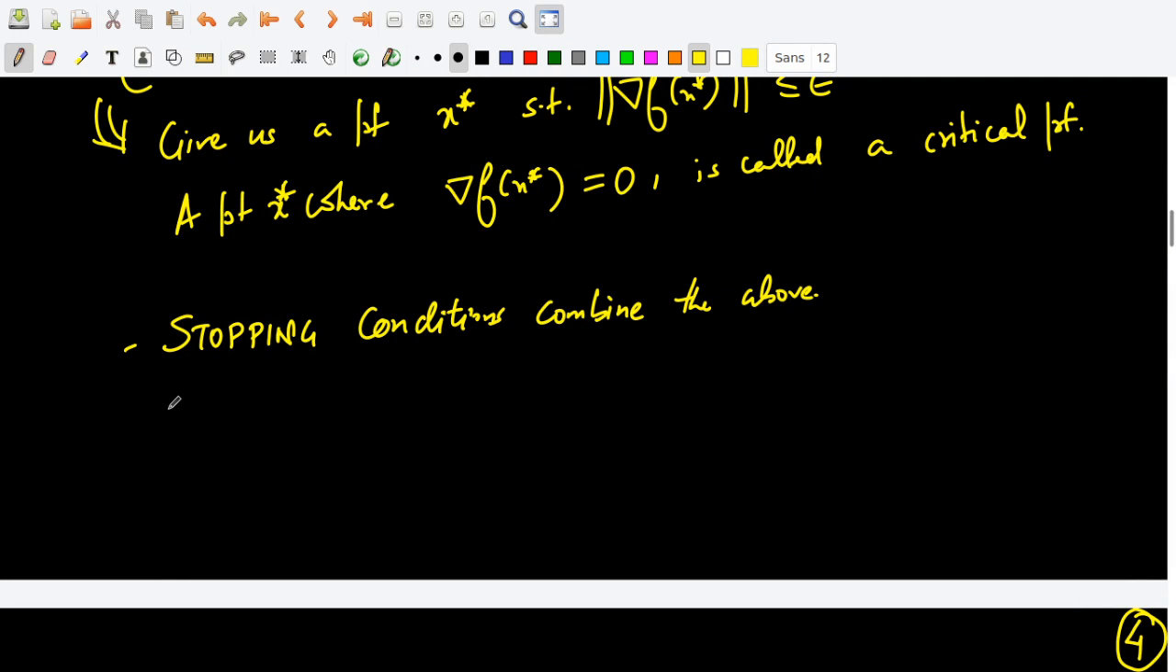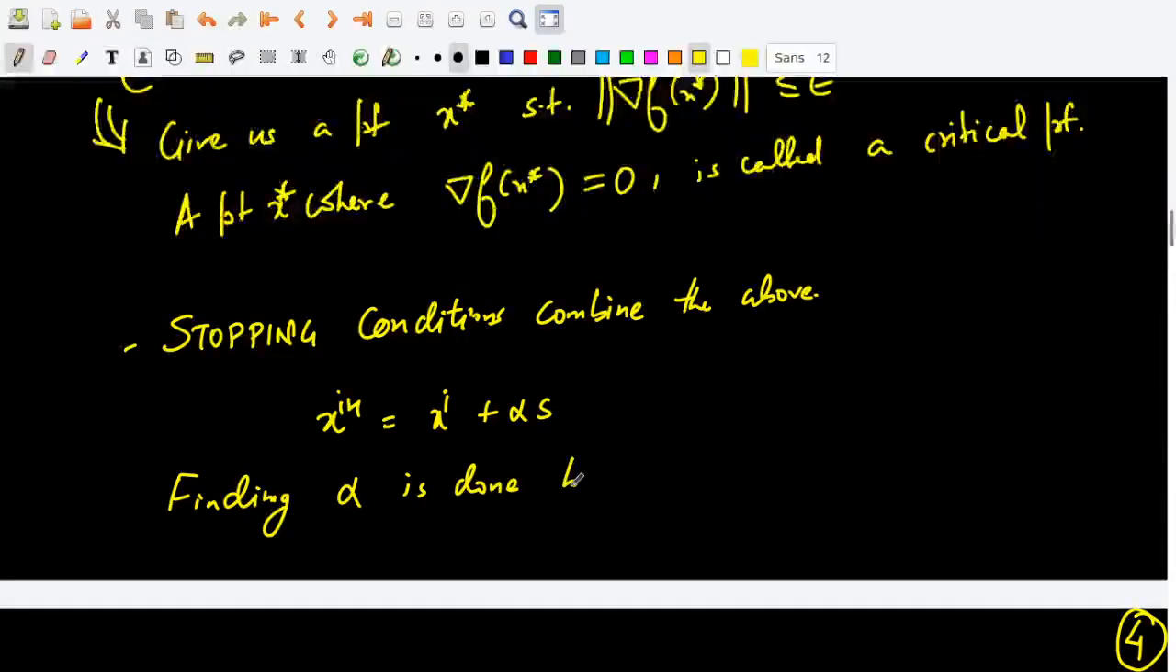We still have to find out the alpha value. So remember that x_{i+1} is equal to x_i plus alpha times s. Once I have found s, I still need to find this alpha. So that finding alpha is usually done by a method called line search. It's not a very formal method. It's an idea, and there are many ways of doing line search. We will just look at one or two of them.